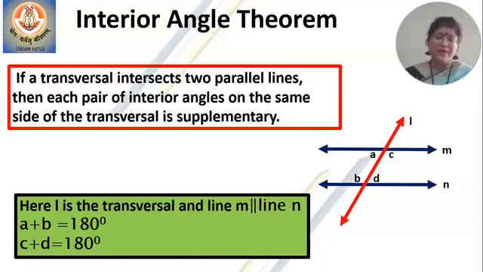So what you're going to copy down in this video lesson is the fifth question of exercise 6.1, and you could make a note of the interior angle theorem, the statement for the corresponding angle axiom, and the statement for the alternate angle theorem. Students, in the next video lesson, we will be dealing with the converse of these theorems.